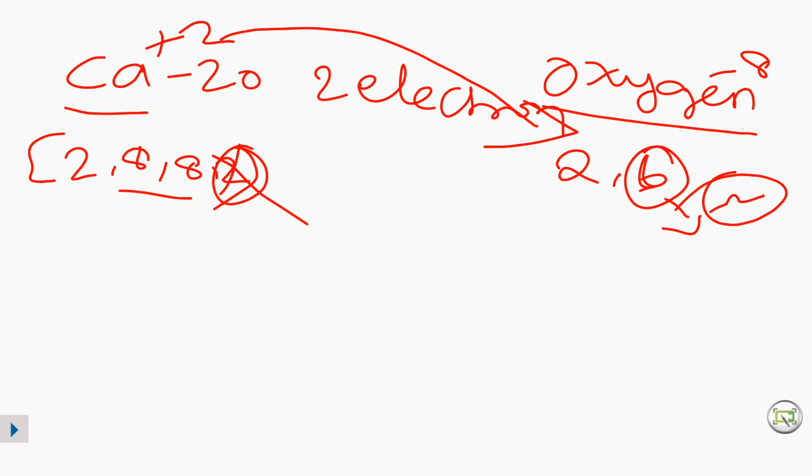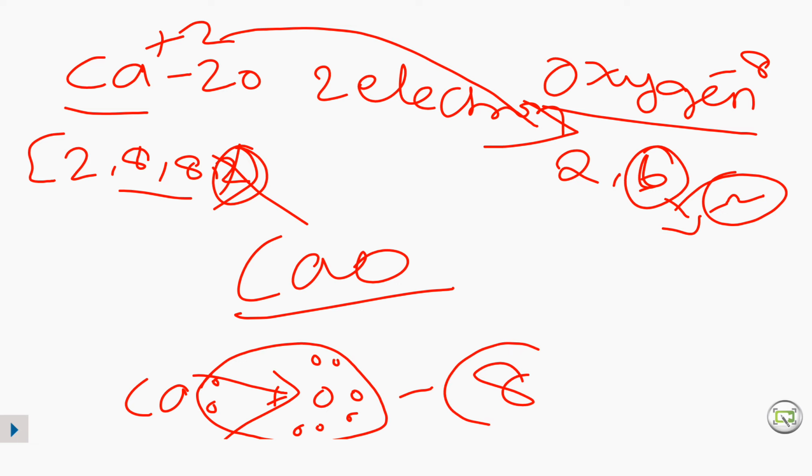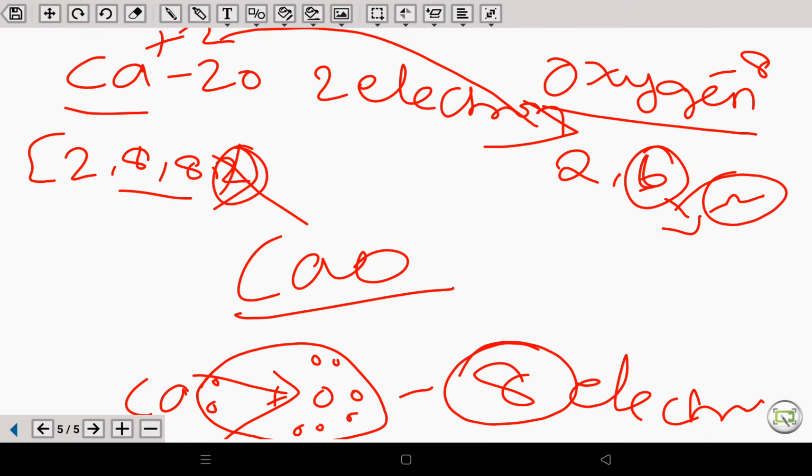And this has which bond? Ionic bond. If you take the electron dot structure, calcium has 2 and oxygen has 6. If calcium transfers 2 electrons, oxygen will have 8 electrons in the outermost shell, so they both become an octet. So this is known as which bond? Electrovalent bond or ionic bond.